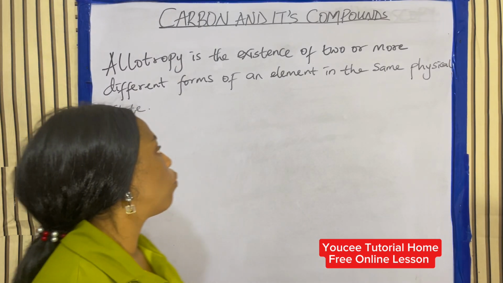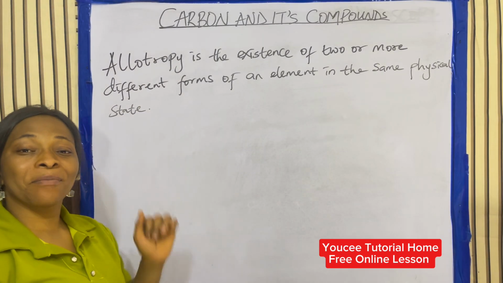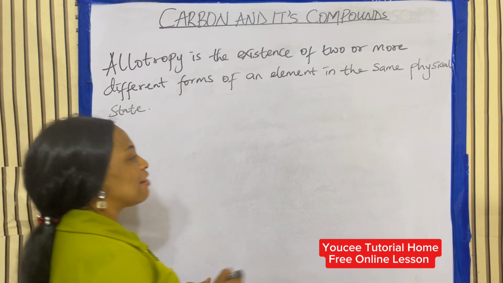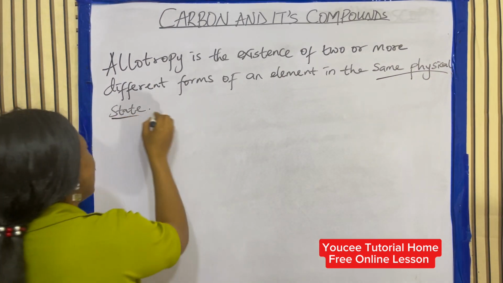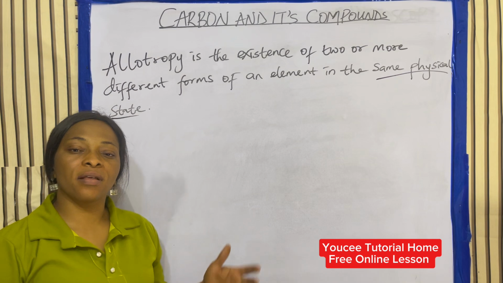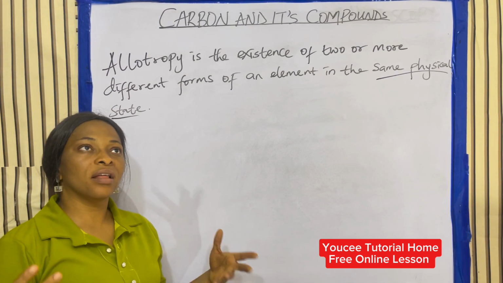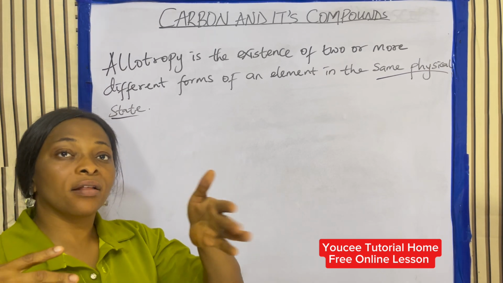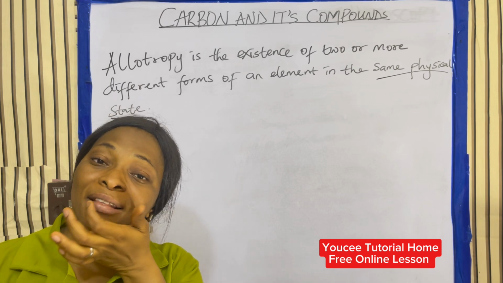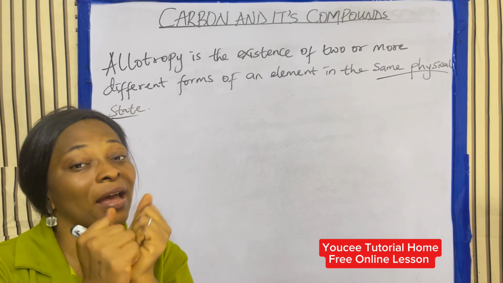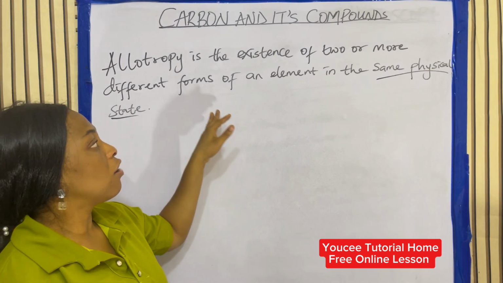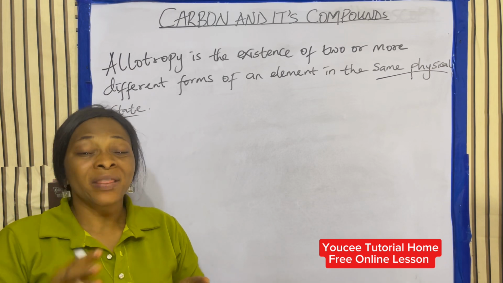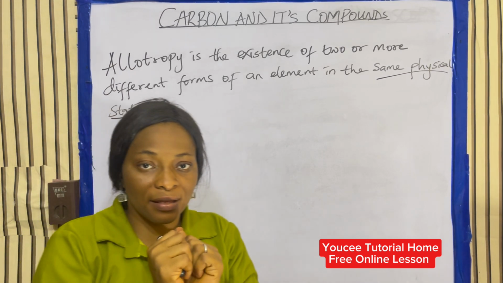Now we'll be looking at the word allotropy. Allotropy simply refers to the existence of two or more different forms of an element in the same physical state. When we talk about the same physical state, we're talking about the things that you can see using the five senses: the things you can see, smell, taste, hear, and feel. So, allotropy: the same element, but existing in various forms in the same physical state.